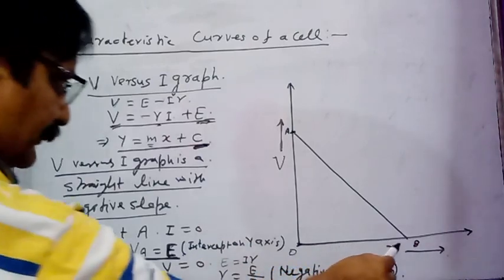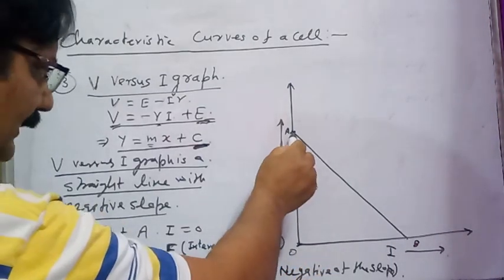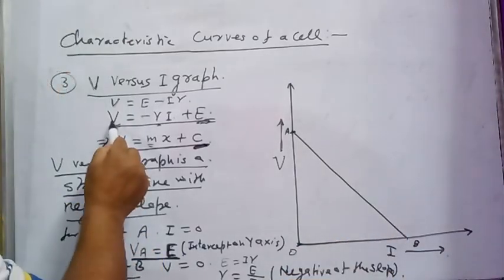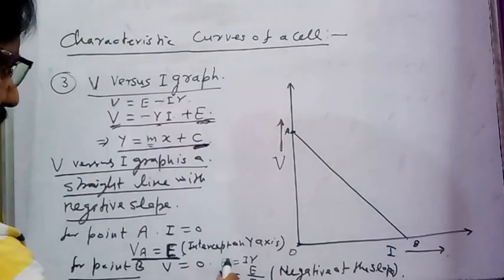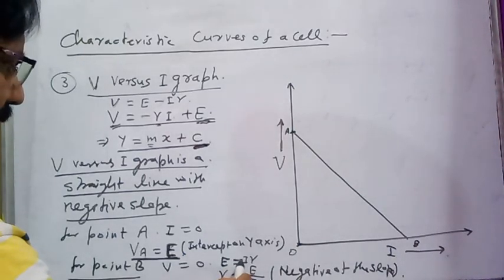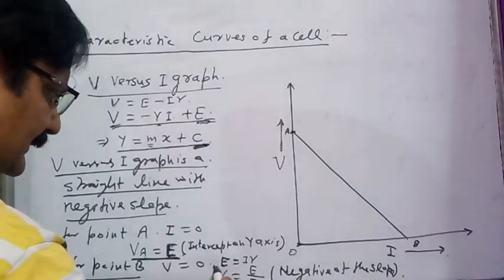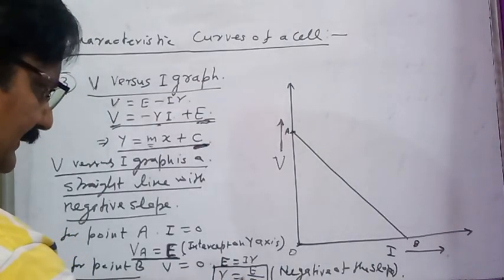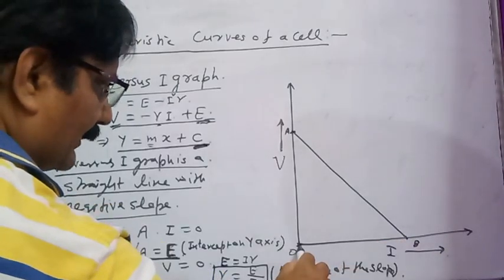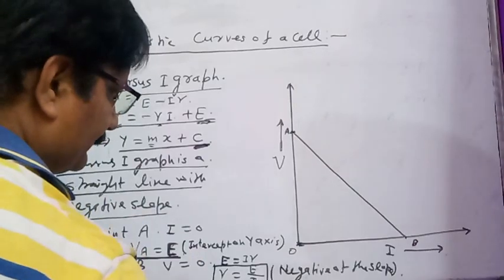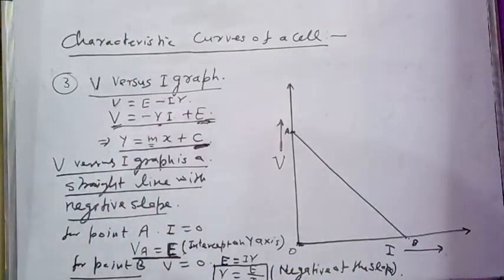And see, for point B, V is 0, the cell terminal potential becomes 0. In this equation, if V is equal to 0, we can write EMF E is equal to current I multiplied by the internal resistance of the cell. Then what is going to be the internal resistance of the cell? The internal resistance of the cell is E divided by the current corresponding to point B. The current corresponding to point B is given on the x-axis, or current axis.